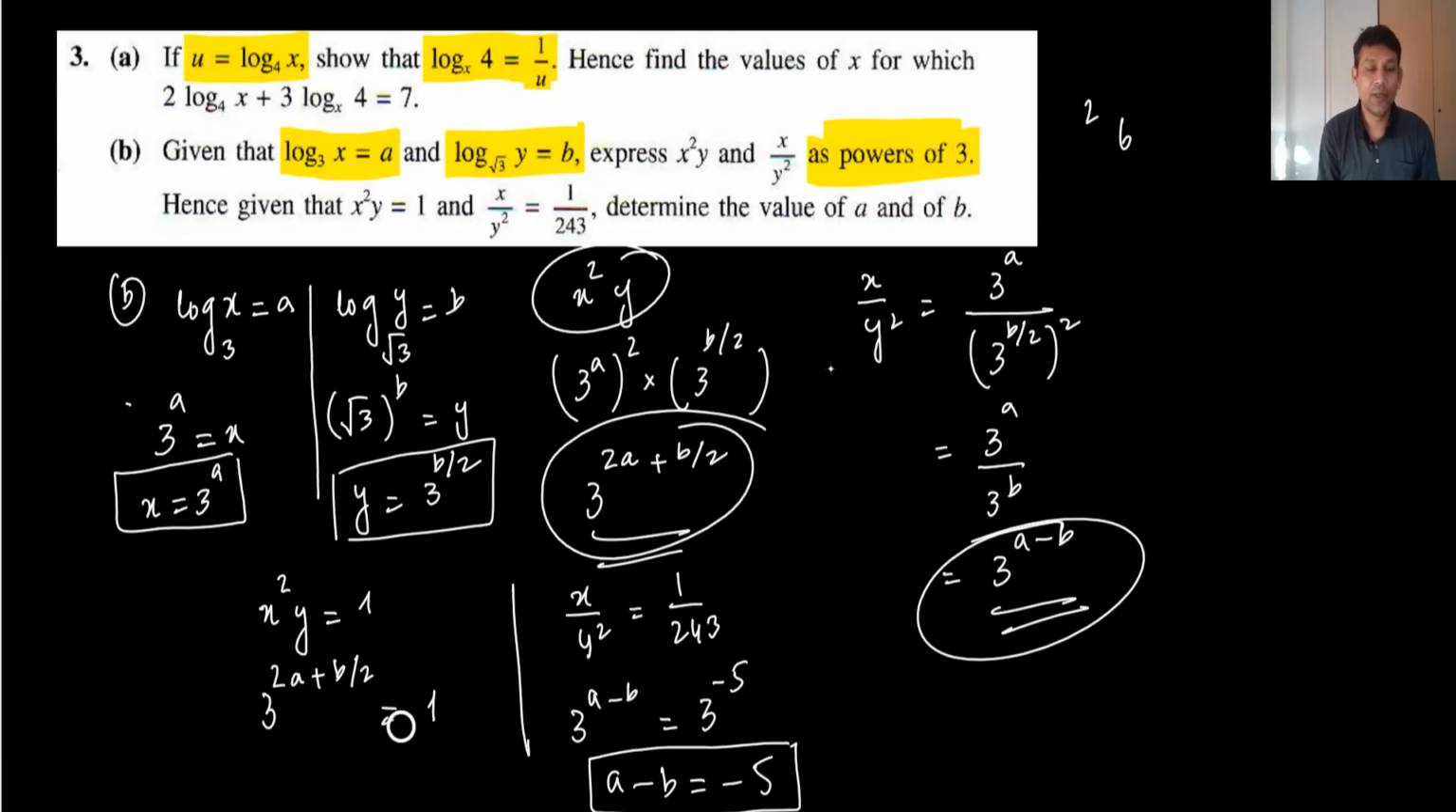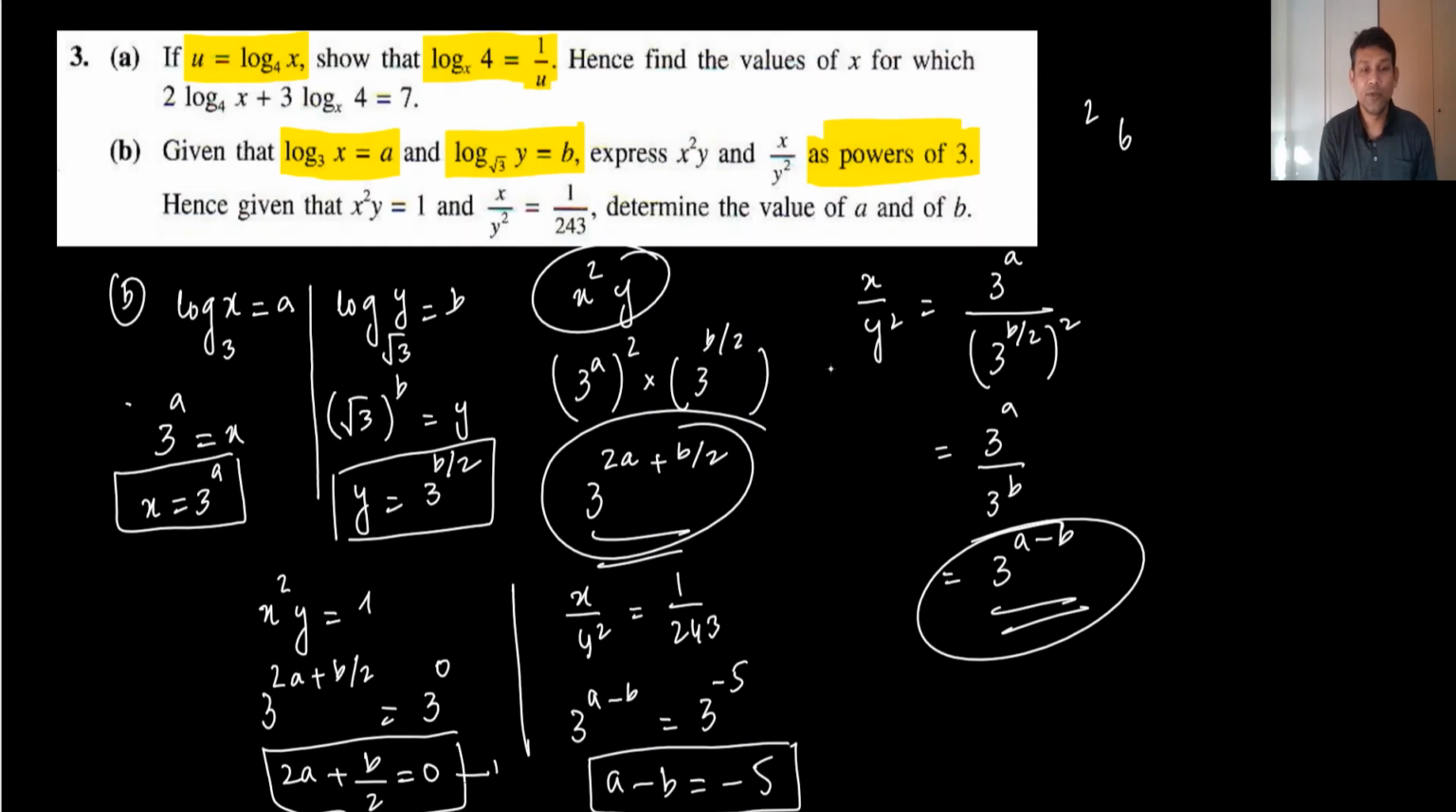Now I'm moving to this part. This is 1, and I want to make this 1 as 3. It's very simple. Anything having 0 power is equal to 1. When you have 5 here, you can write 5 power 0. When you have 6 here, you can write 6 power 0. When you have x here, you can write x power 0. So when we have 3, it is 3 power 0, and this is the same. So we can write 2a plus b upon 2 is equal to 0. This is equation number 2.